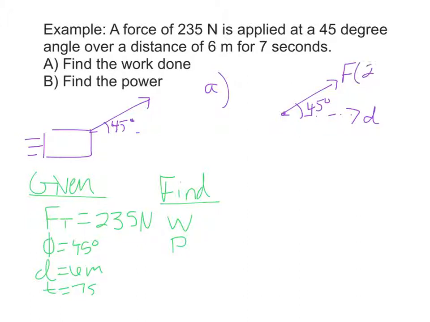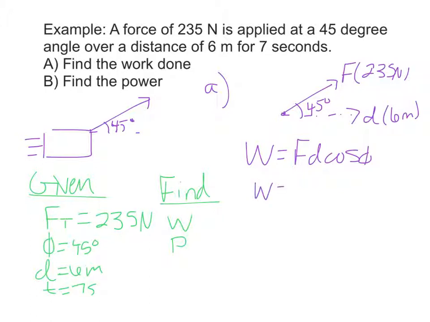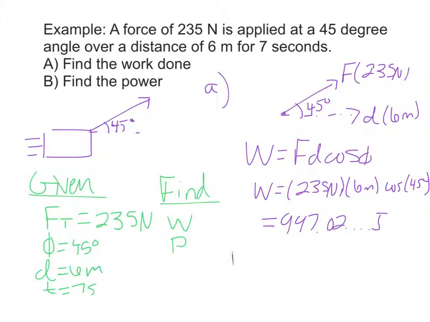This was a 235 newton force, and the distance was 6 meters. Work equals F D cosine phi. Work equals 235 newtons times 6 meters times the cosine of 45 degrees. And we get 997.02, keeps on going, joules. To 1 sig fig, work is about 1,000 joules.